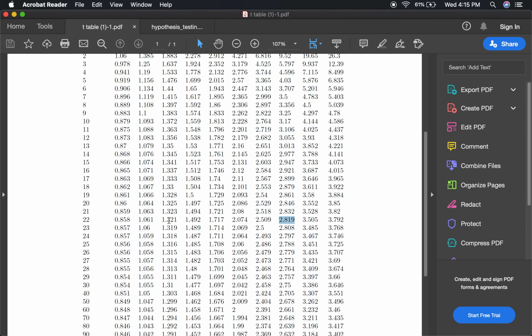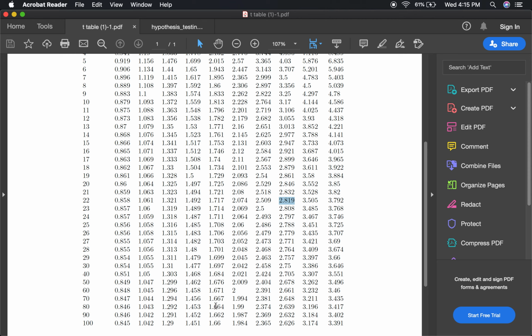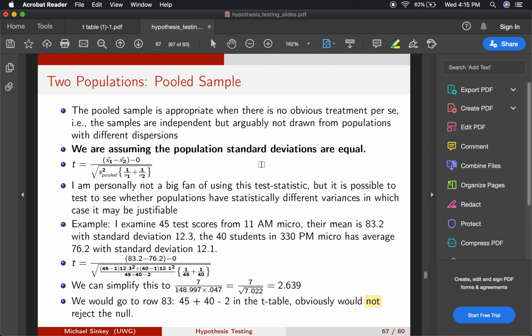If I go to row 80 in the t-table, 2.639 exceeds almost all of these critical values, and in fact, it's almost identical to the 99% value, bigger than the 90% value, or 99% value for row 90. Okay.